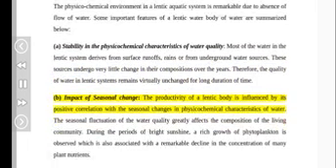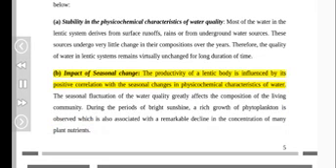B. Impact of seasonal change. The productivity of a lentic body is influenced by its positive correlation with the seasonal changes in physicochemical characteristics of water. The seasonal fluctuation of the water quality greatly affects the composition of the living community. During the periods of bright sunshine, a rich growth of phytoplankton is observed which is also associated with a remarkable decline in the concentration of many plant nutrients.